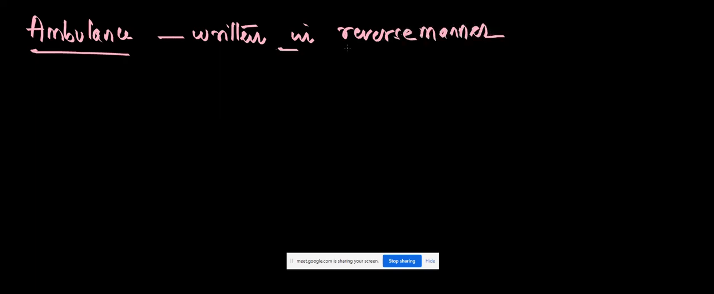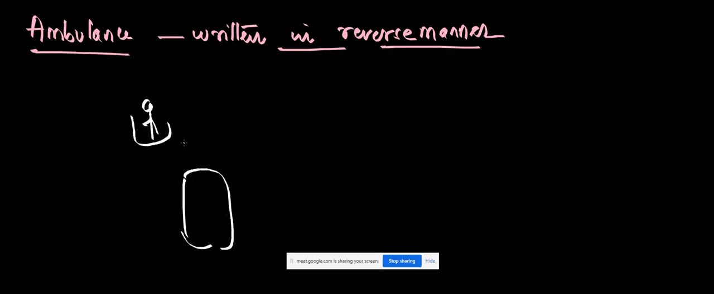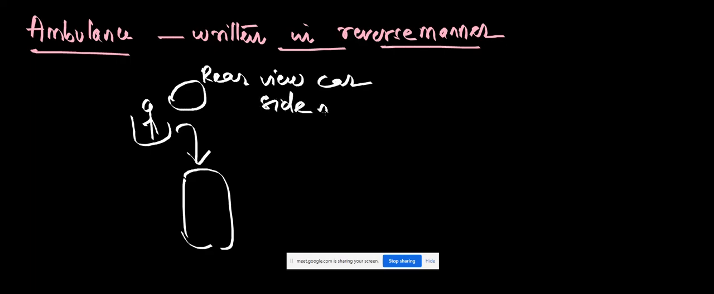Why is it so? It's because of the same reason. Imagine you are riding a vehicle and there is an ambulance coming behind you. How do you see the vehicles coming from behind? You will see in your rear view mirror, right? For the bike and the car, there will be side mirrors. Side mirrors are called rear view mirrors. So you are seeing the back of the vehicle in the mirror.